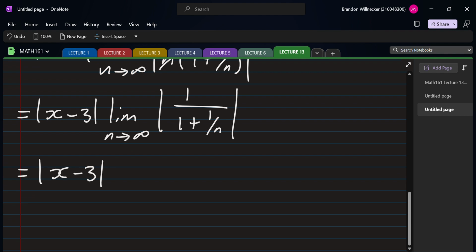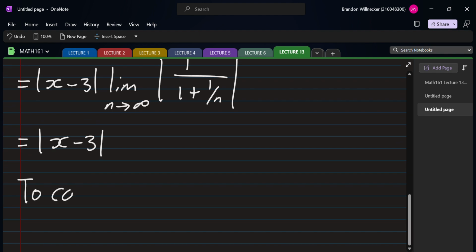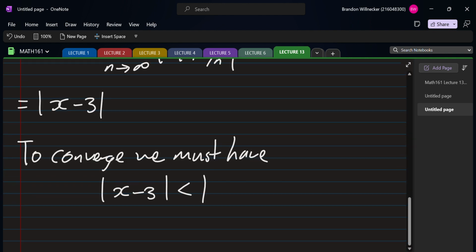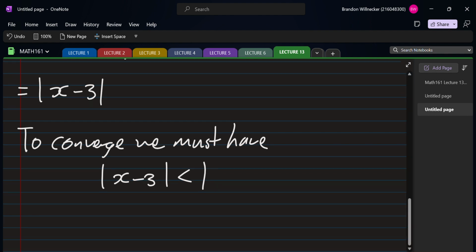Now, if we want this to converge, the limit value must be less than 1. So to converge, we must have absolute value of x minus 3 being less than 1. That's just straight from the ratio test. If we want to write that as an interval, we can use our absolute value properties and write this as 2 less than x less than 4. That's just using your definition for absolute value.